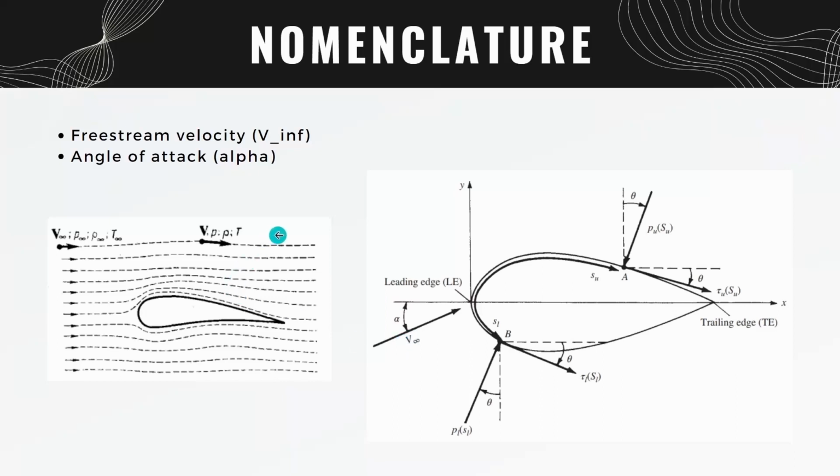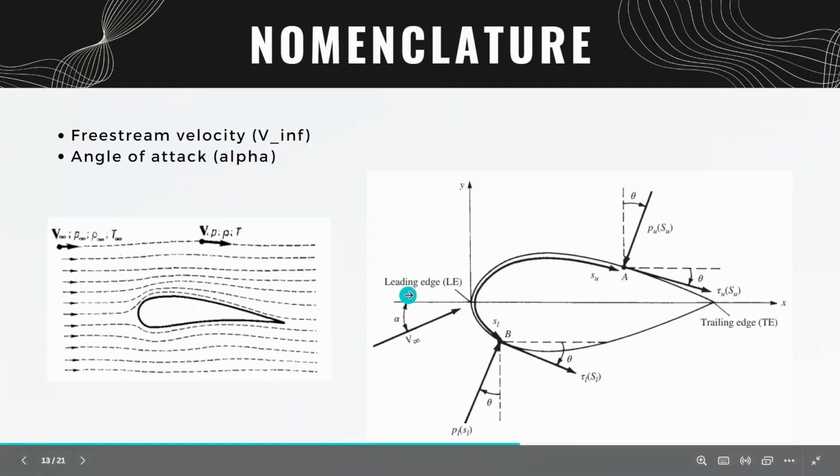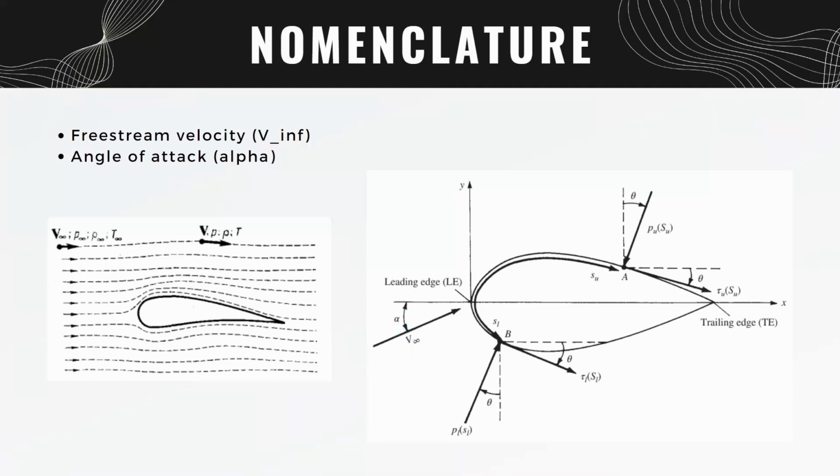Note that the velocity field can be compressed and represented as a single vector denoted by v infinity. The angle formed between this vector and the chord line that we discussed in the last slide is known as the angle alpha, or the angle of attack. These are important parameters that determine the lift and drag, which we will now discuss.